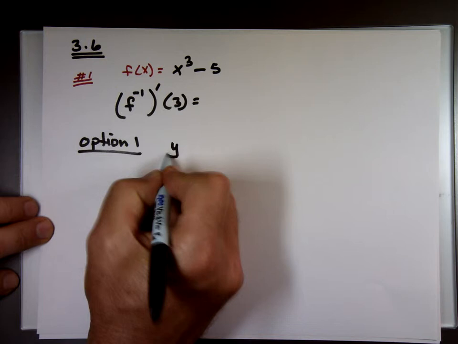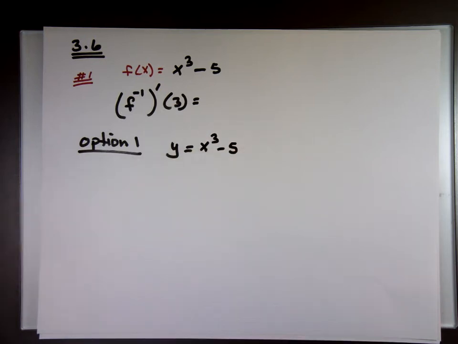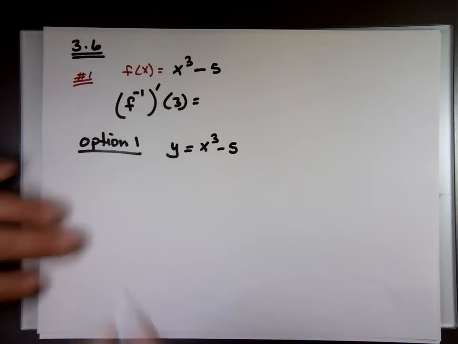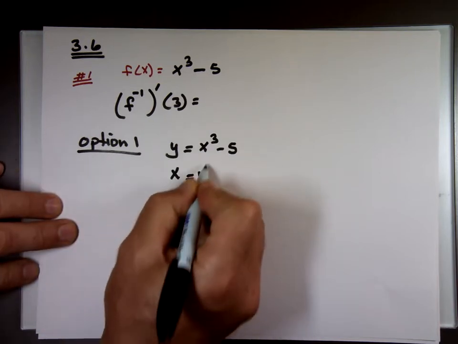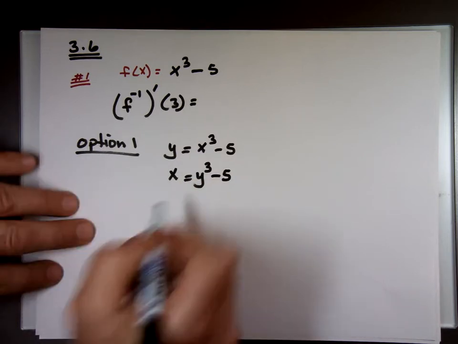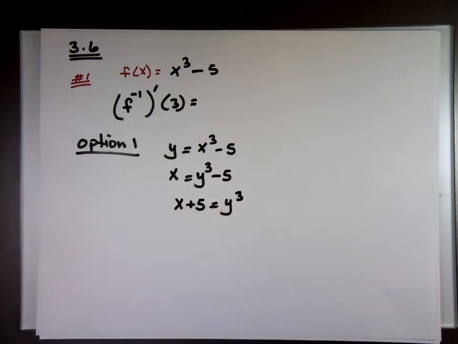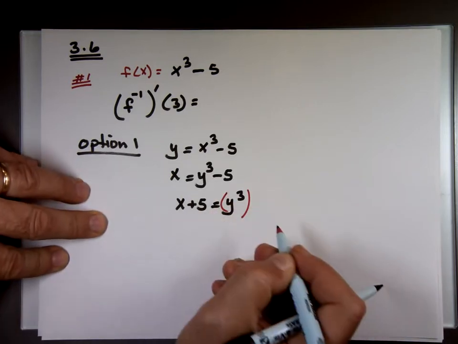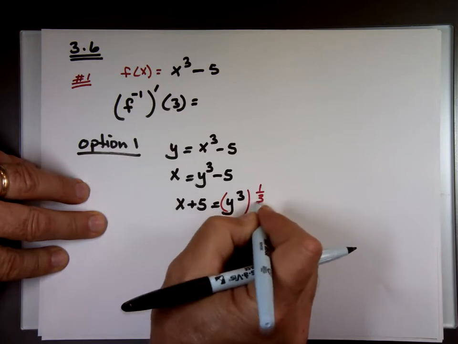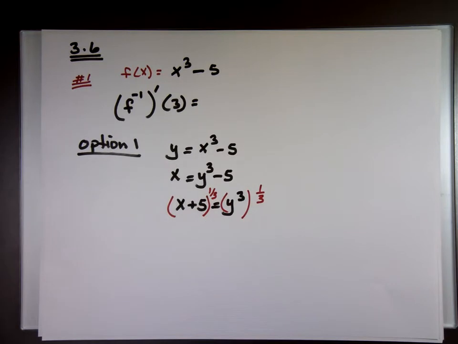So here's my question. Y equals x cubed minus 5. How do you find the inverse? You interchange x and y and solve it for y. And to solve this for y, you raise it to what power? Not negative, positive 1/3, right? Because power to power you multiply. What's 3 times 1/3? 1.